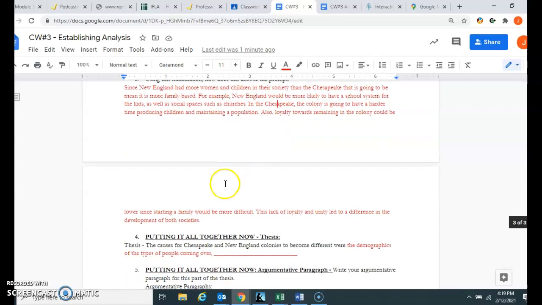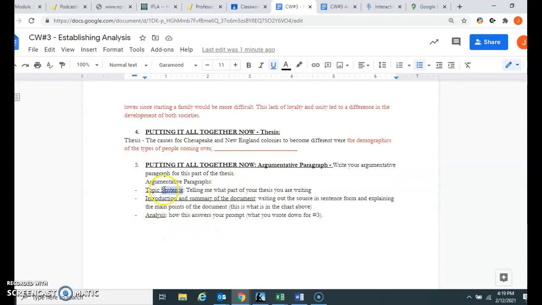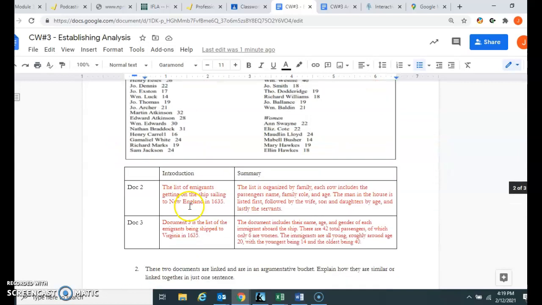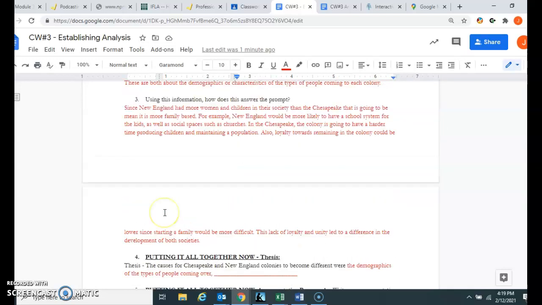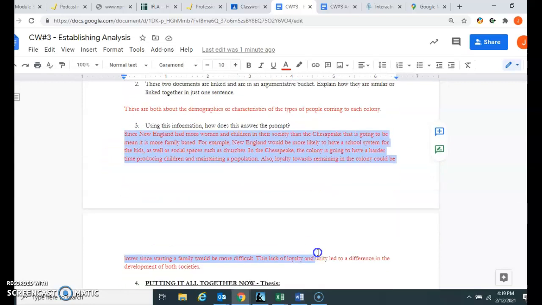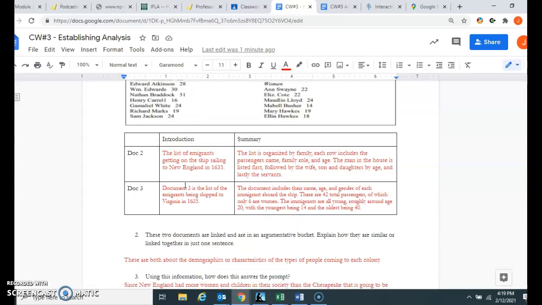That's analysis. So putting it all together, you would do your topic sentence, telling me which argumentative bucket you're talking about, which is this one. Introduction and summary, which would go document 2 introduction, document 2 summary, document 3 introduction, document 3 summary. And then finally, analysis. All right, altogether, that is what your argumentative paragraph should look like. The only thing that could be potentially missing would be a HAP, which you can watch part 4 of breaking down how to write this paper to figure that out.